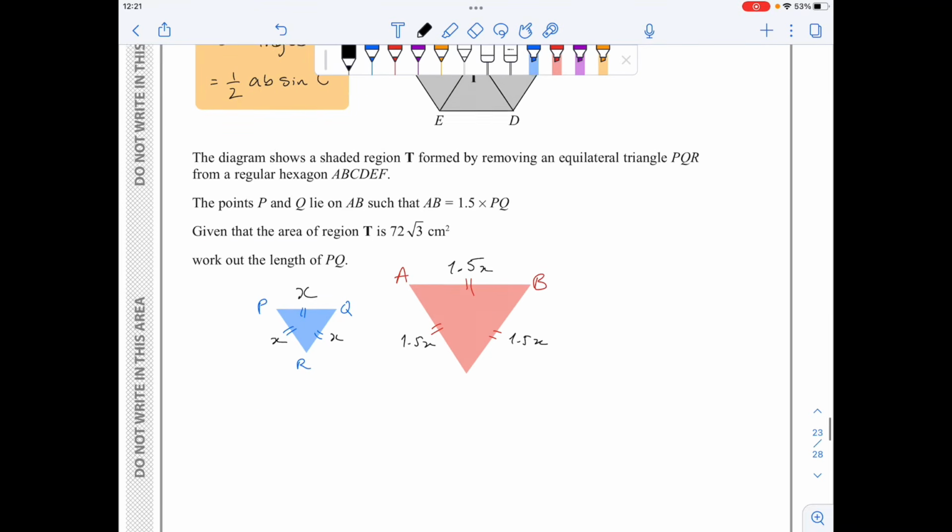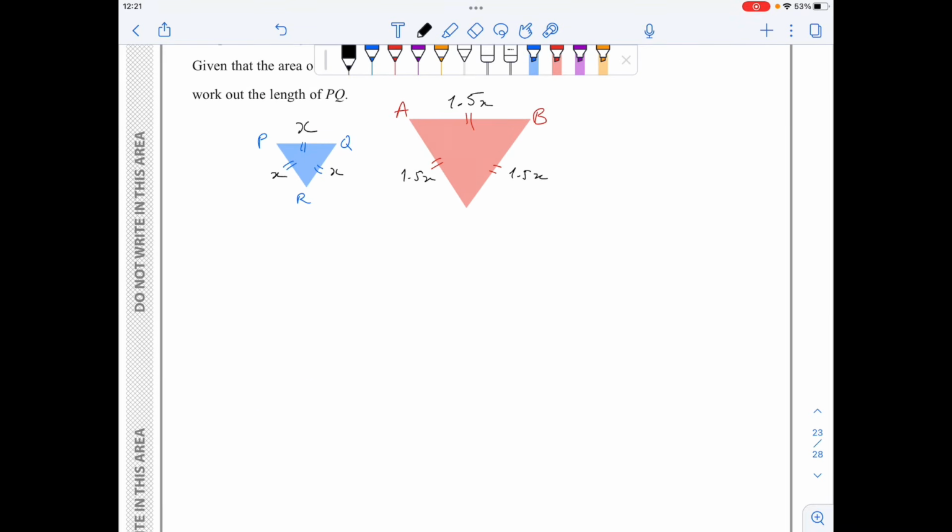So let's proceed. Now I'm going to find the area of the blue triangle. So area PQR is equal to 1 over 2 x squared times sine of 60. This is a half x squared times square root of 3 over 2, which is equal to square root of 3 over 4 x squared. Now similarly, I will find the area of the red triangle.